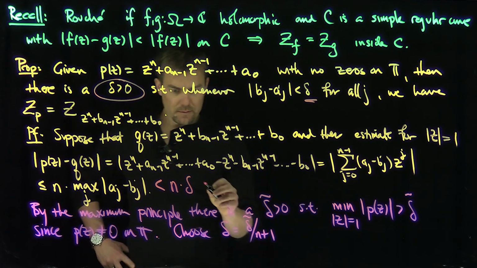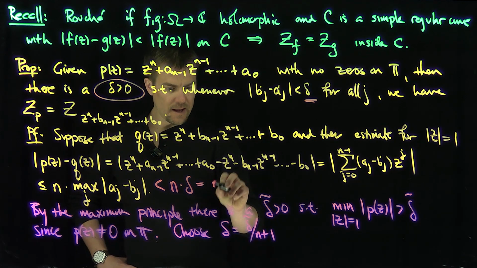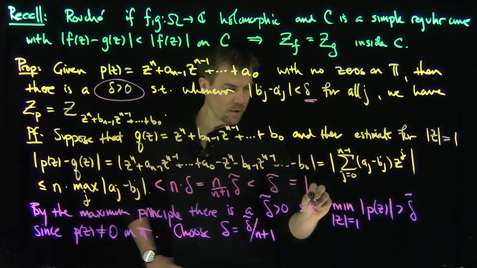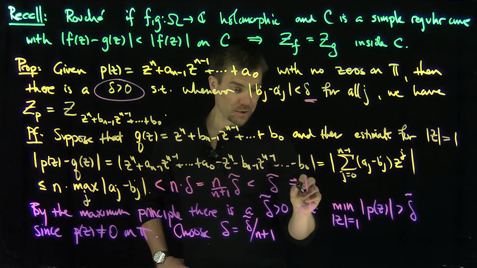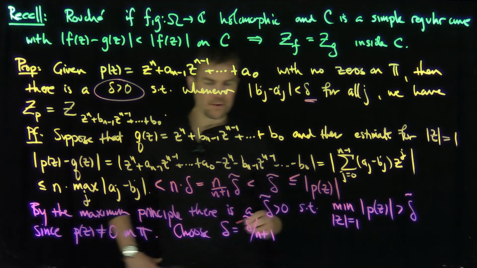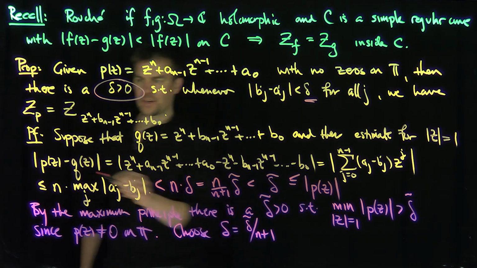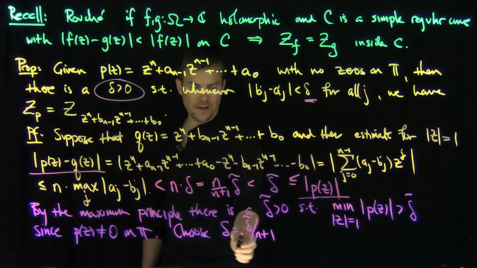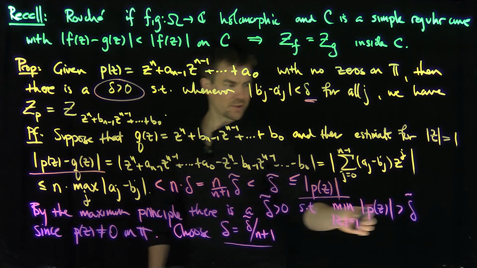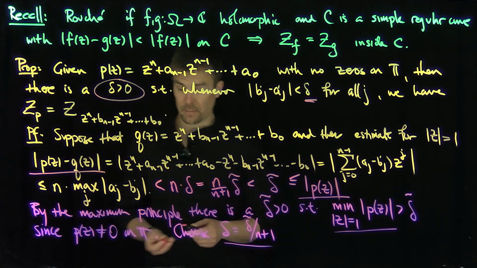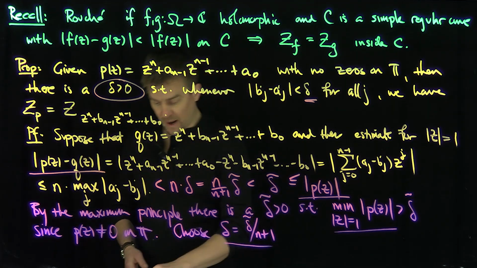And then n times delta is n over n plus 1 times delta tilde, which is strictly less than delta tilde, which is less than or equal to the minimum of the modulus of p(z) on the circle. So in other words, |p(z) - q(z)| is less than |p(z)| as long as delta is chosen to be delta tilde, the minimum of that polynomial on the unit circle, over n plus 1, the number of terms in the polynomial. Those things are known from the problem.